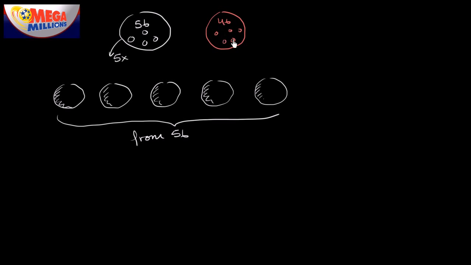And then you have to get the mega ball right. They're going to just pick 1 ball from there, which they call the mega ball. And obviously this is going to be 1 of 46. So from a bin of 46.